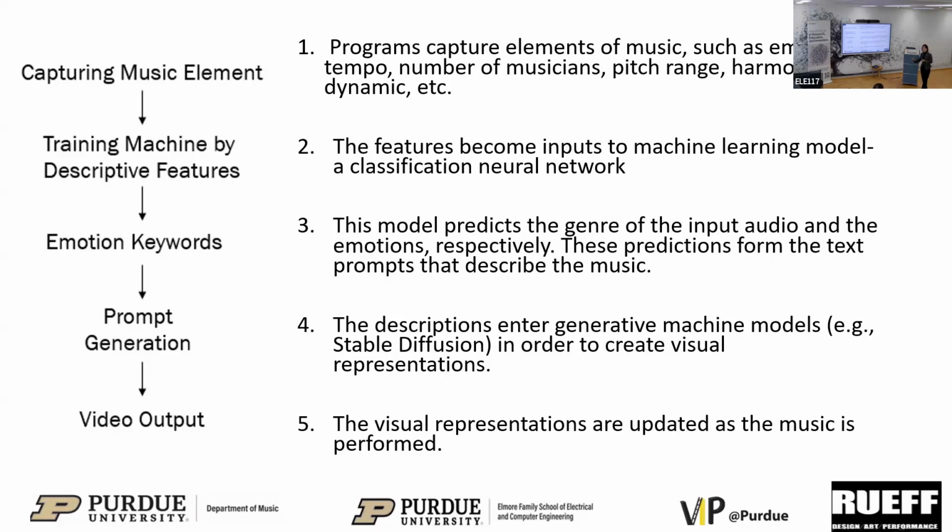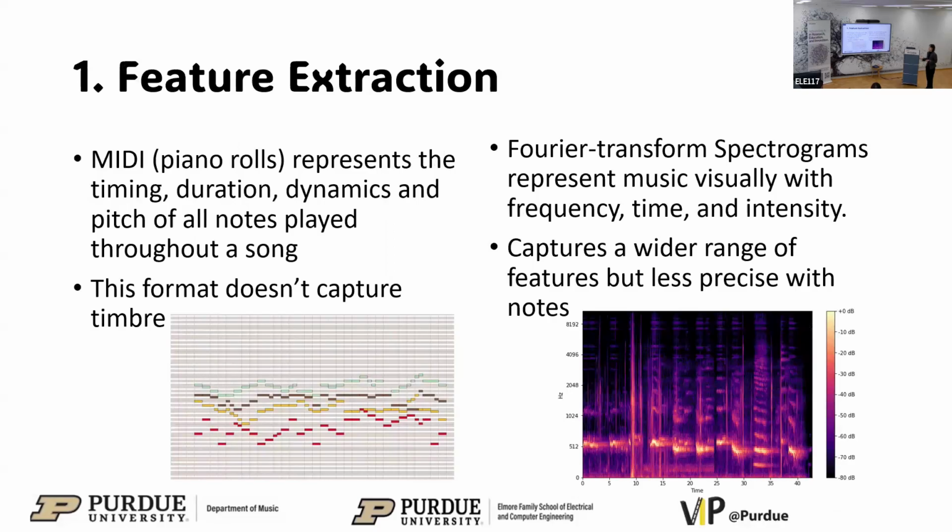Then we enter this text prompt in the generative machine model like Stable Diffusion. Then it will update the images while the performance goes on. So those are a little bit more details.